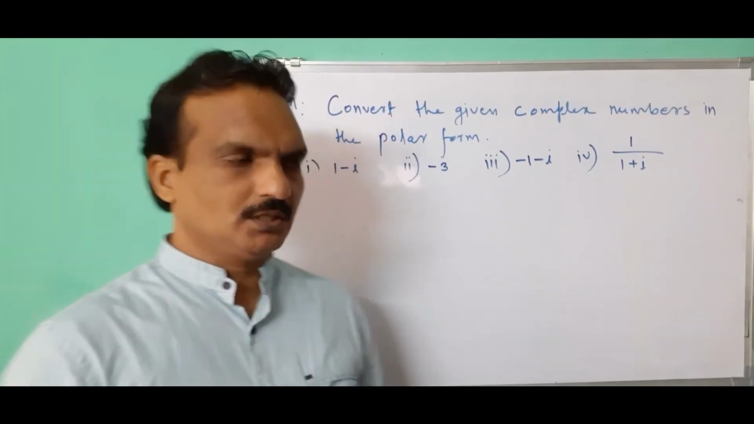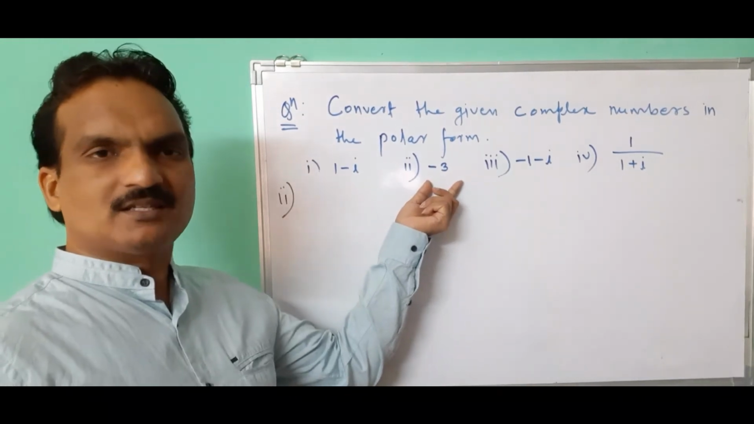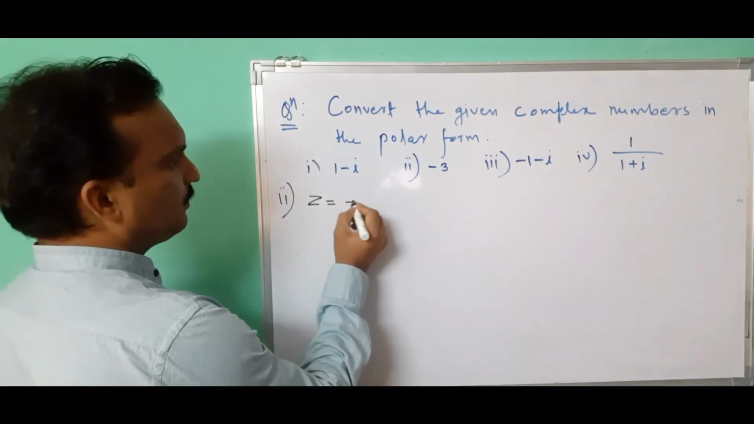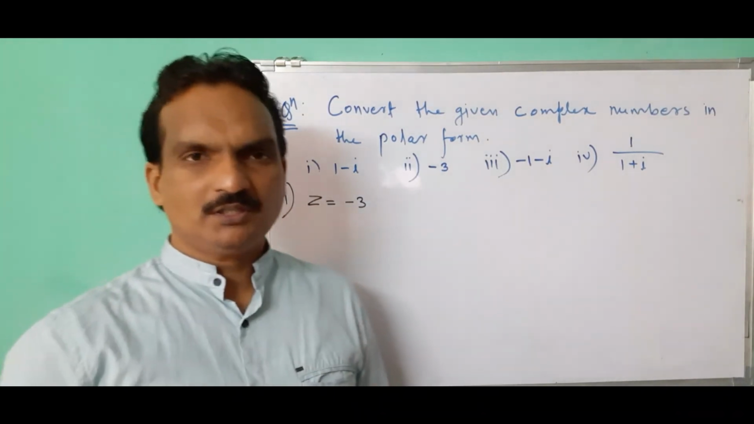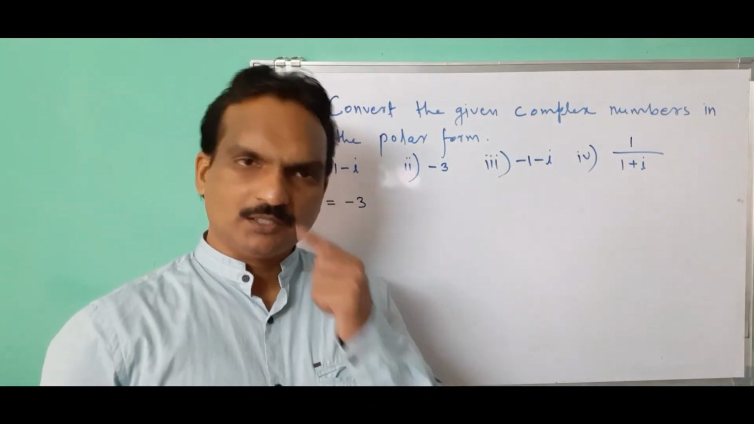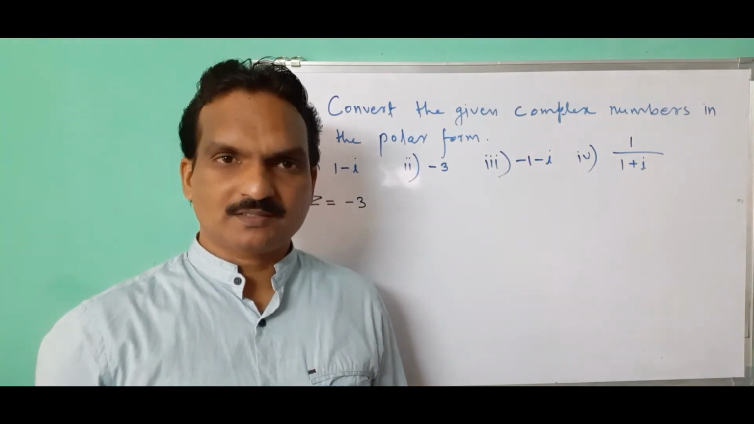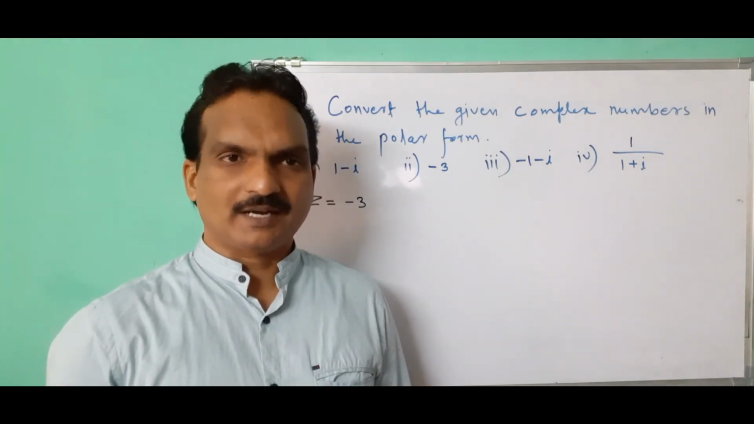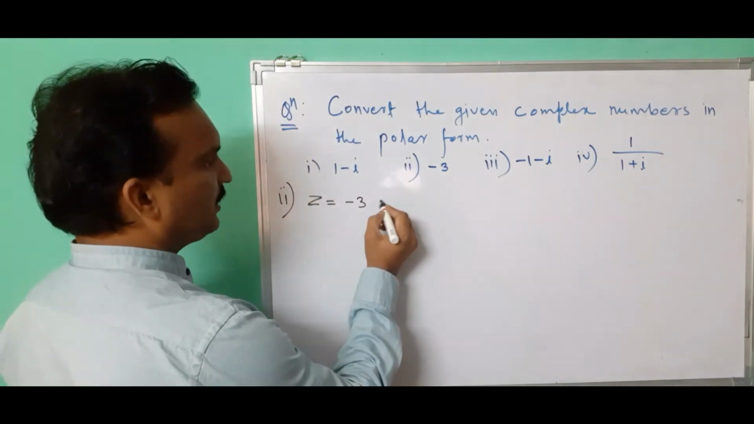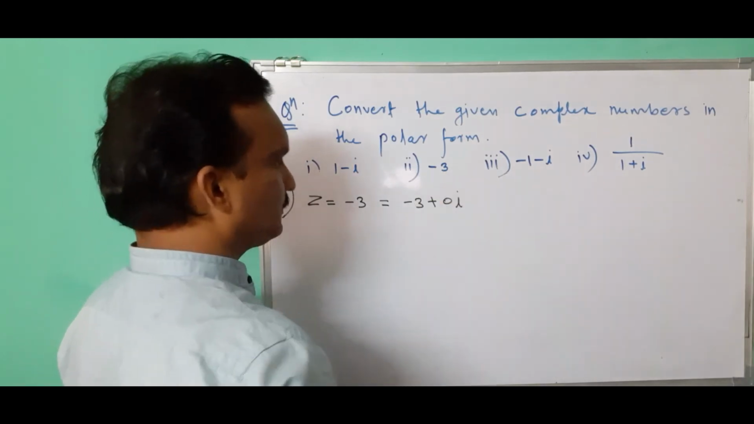Now the second question is minus 3. The given complex number is minus 3. Okay, so here z is equal to minus 3. This is not in the form of a plus ib, so first we will write it in the form of a plus ib. So this can be written as minus 3 plus 0 into i.